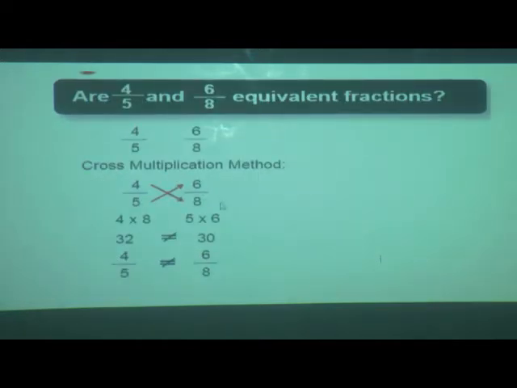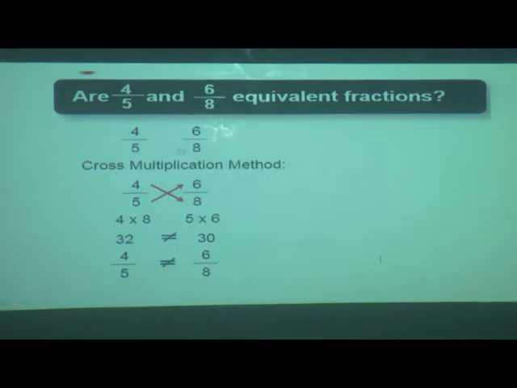Now we will see whether 4 upon 5 and 6 upon 8 are equivalent fractions or not. First we will write the fractions. Here we will use the cross multiplication method, which will be easier. In the previous class also you had done this cross multiplication method, so we will use the same method here.